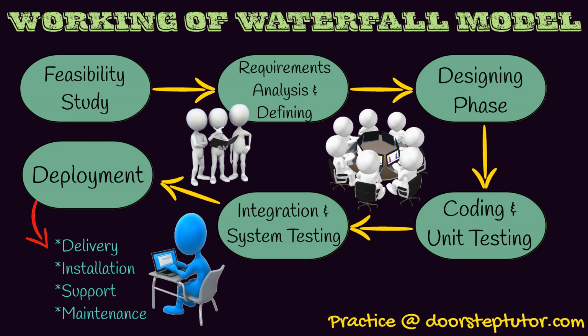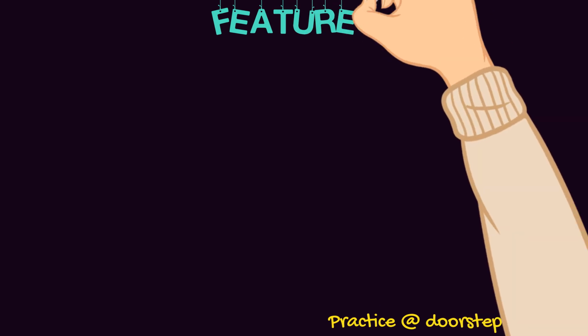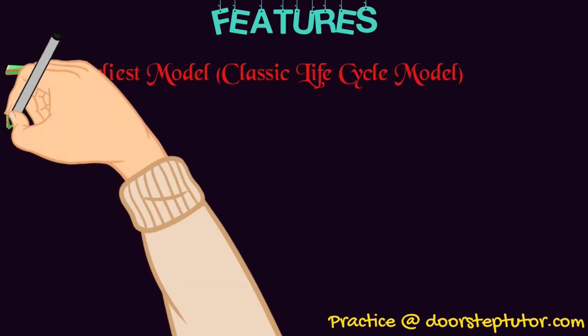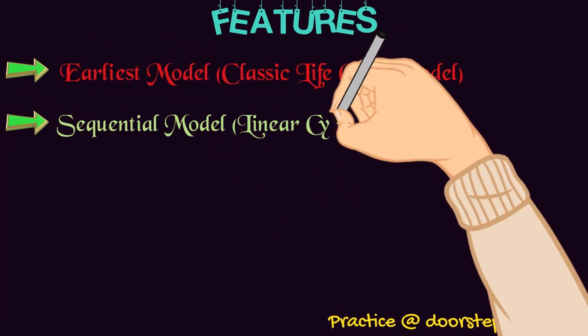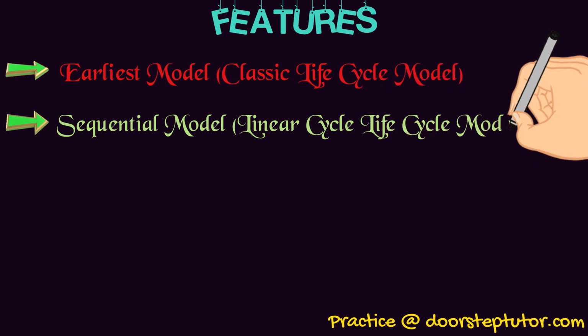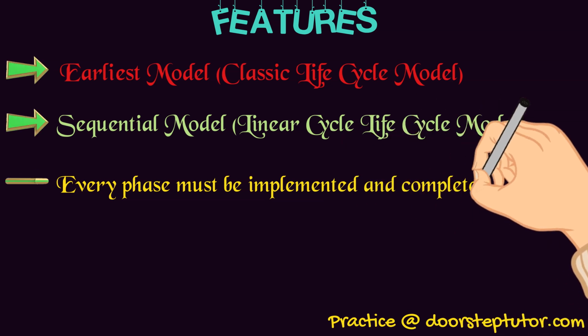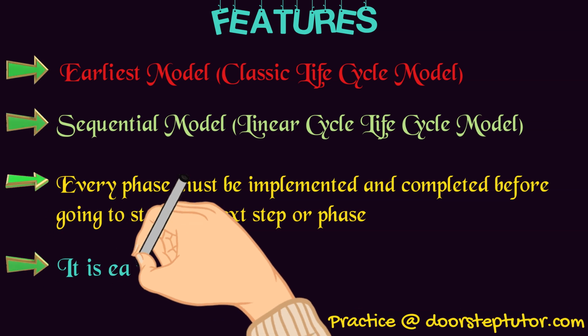So this is the basic working. Let's move to the features. As I have told, this is the earliest model. It is also called the classic life cycle model, sequential model, linear cycle model, etc. So every phase must be implemented, then only we will be able to move to the next phase and finally we will reach the final step.